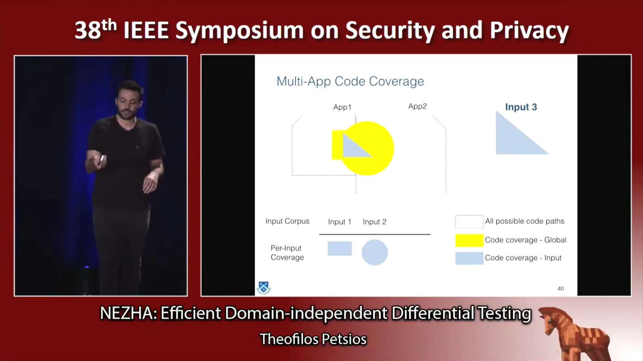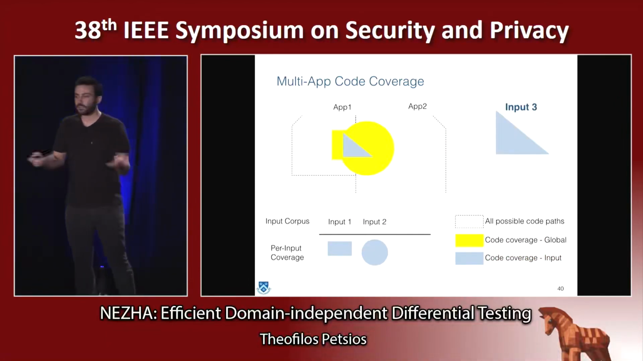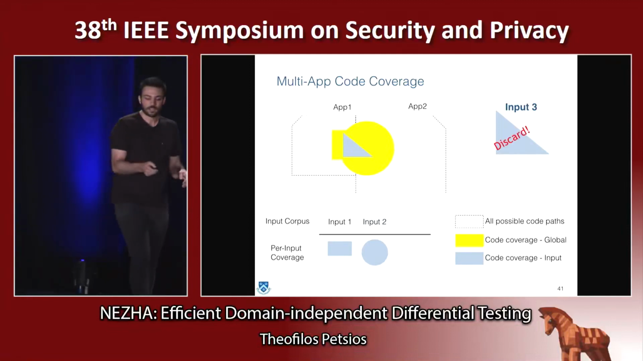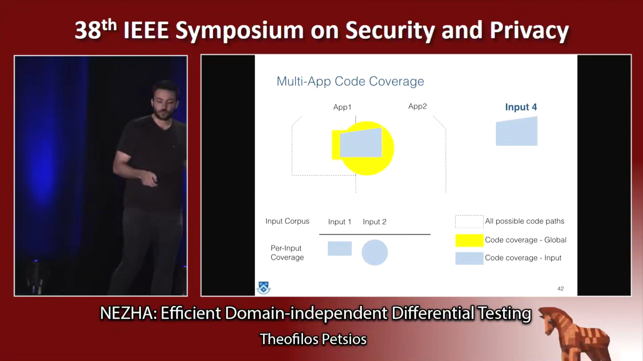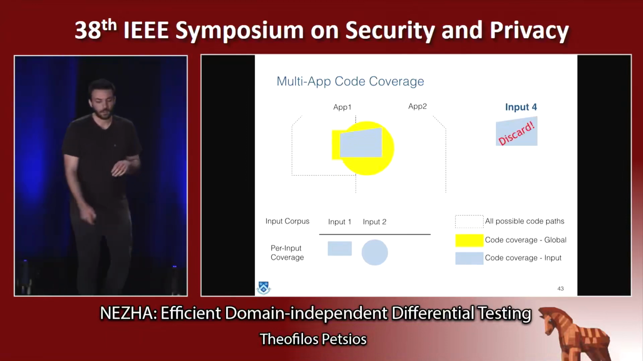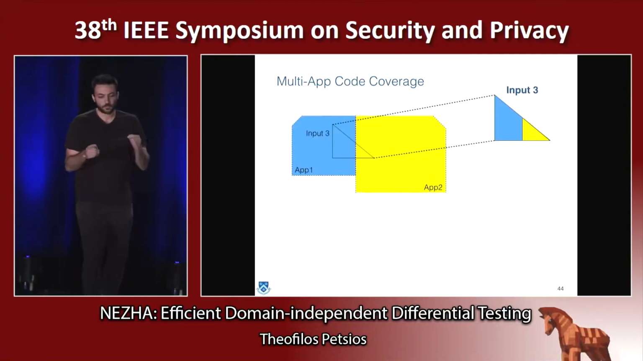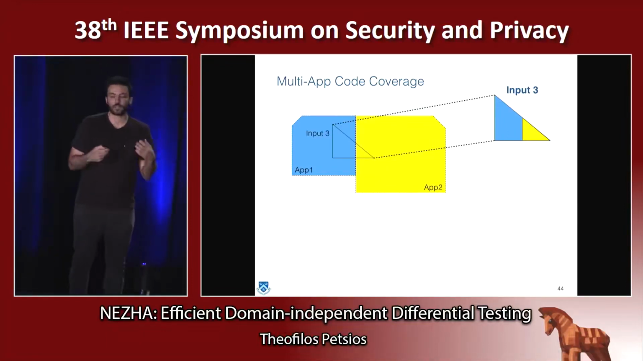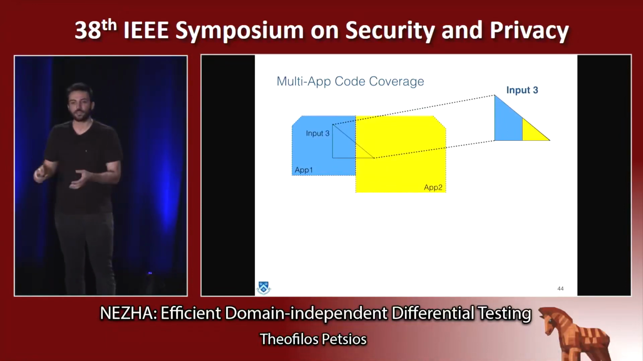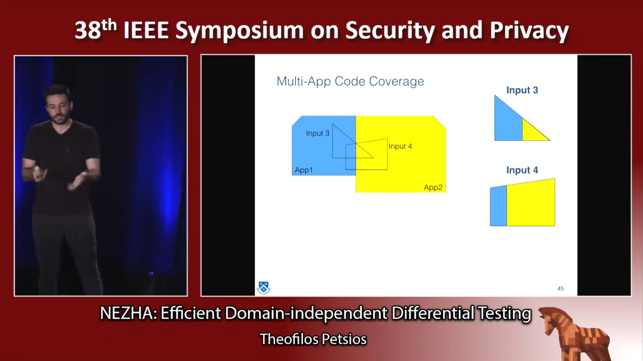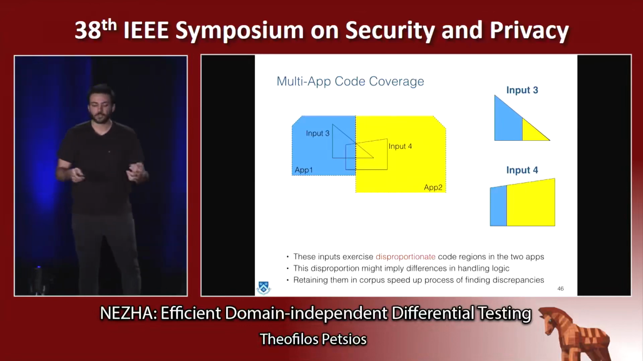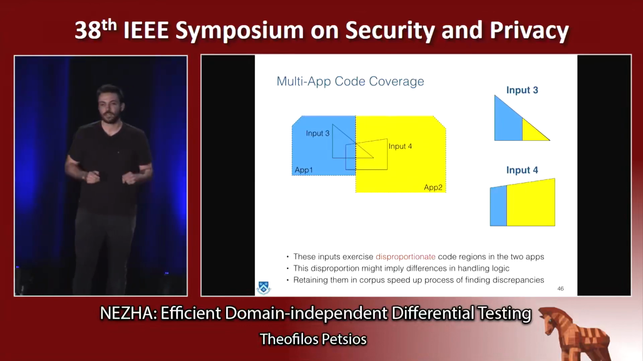Now we exercise a third input here and we see that we don't discover anything new in our global coverage, and normally we would discard this input. And likewise for input 4, we don't get anything new. Now, if you observe input 3, we see that it triggered some part of the code of application A and some part of the code of application B. And it's the same for input 4. But if you observe these two inputs, we see that they exercise disproportionate code regions in the two applications.